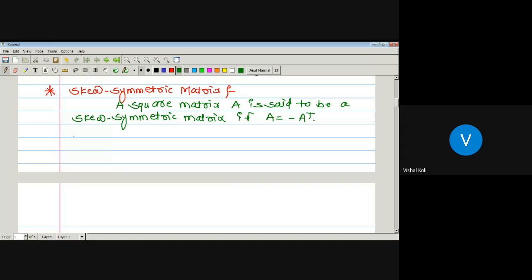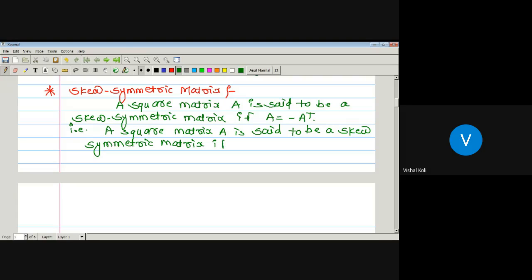Okay, there is one more definition. A square matrix capital A is said to be a skew symmetric matrix if Aij is equal to minus Aji for all integral values of i and j.